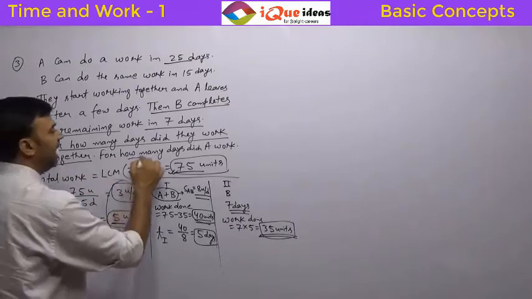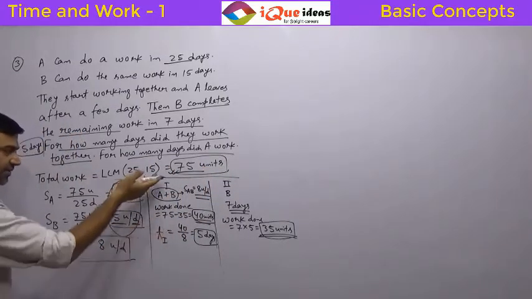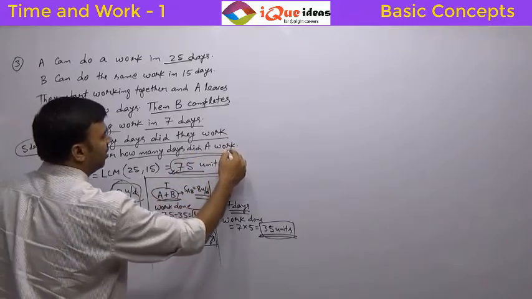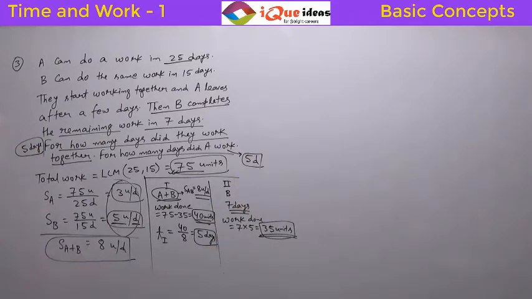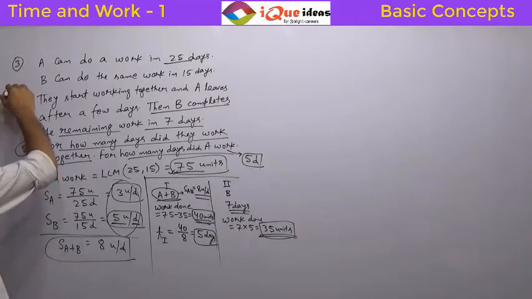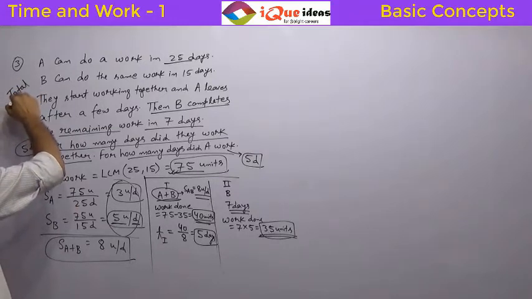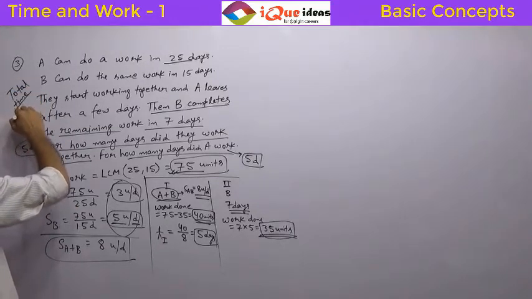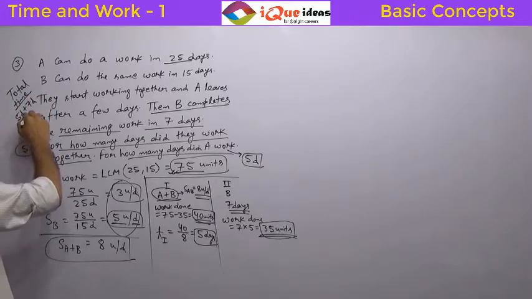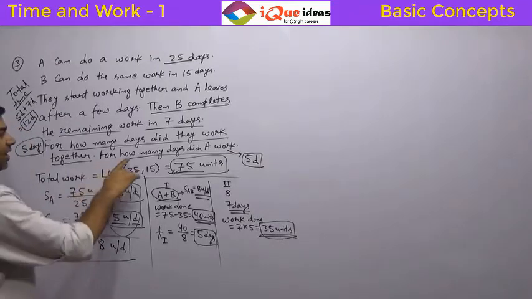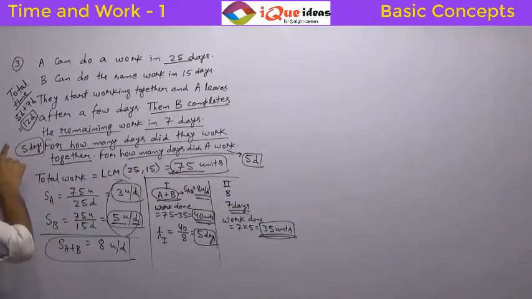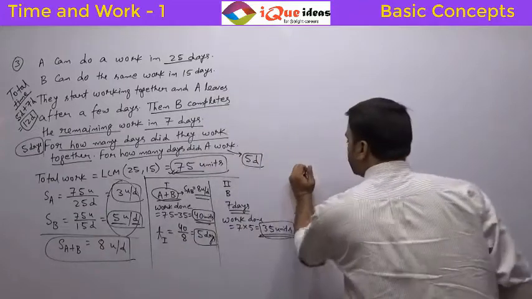For how many days did A work? A worked only in the first phase, the phase in which they were working together. So that answer is also 5 days. But suppose the question asked, what is the total time taken to complete the work? The total time will be first phase 5 days, second phase 7 days. So the final answer will be 12 days. For how many days did A work? Answer is 5 days. For how many days did they work together? Answer is 5 days. So this is one very good example for applications of LCM.